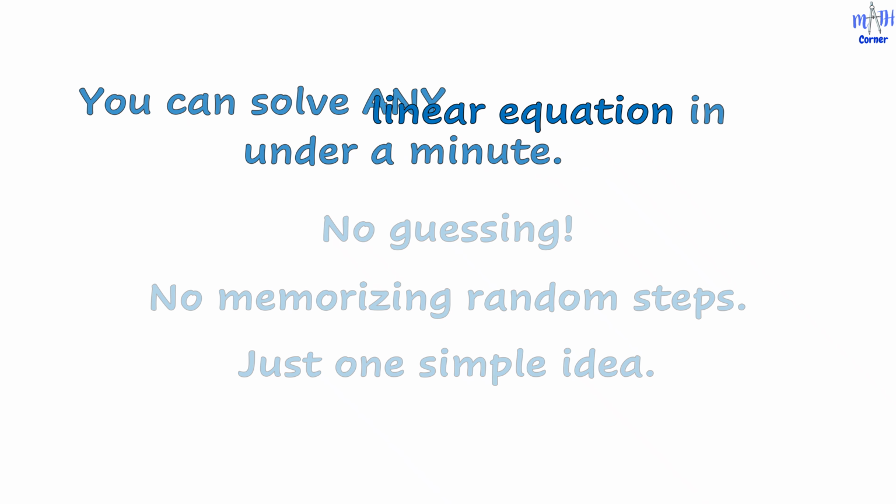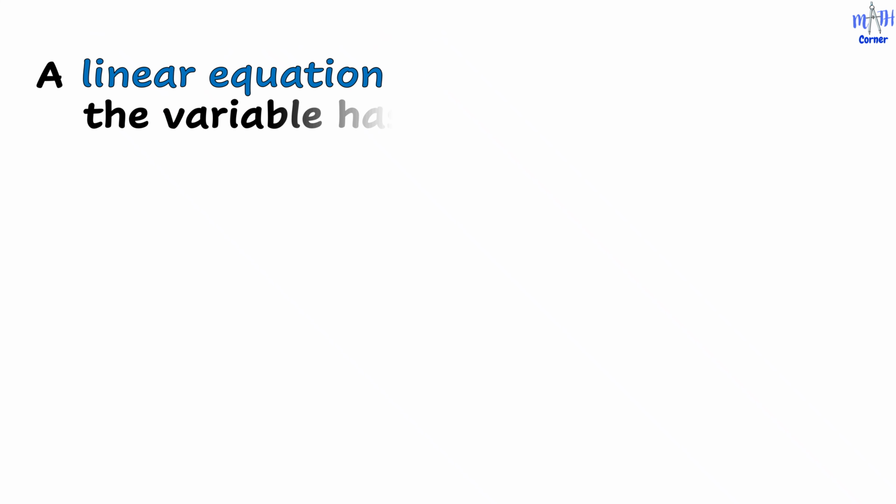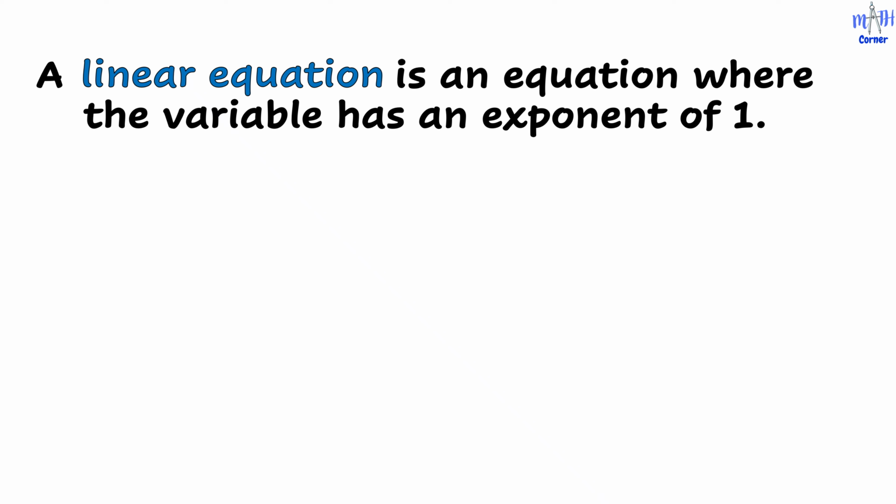Let's start. A linear equation is an equation where the variable has an exponent of 1. Example 1. 2x plus 5 is equal to 13. Your goal? Find the value of x.